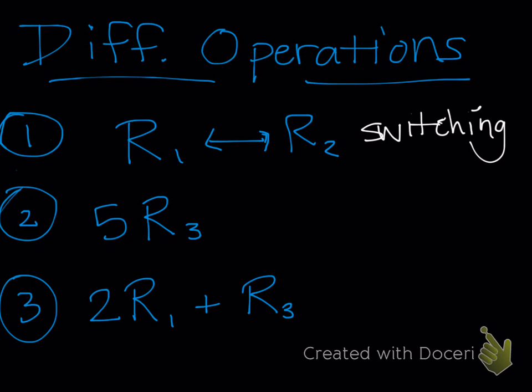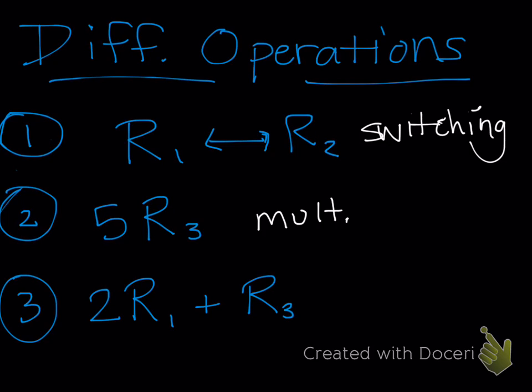Number 2, this notation means it's a scalar essentially, so I'm multiplying everything in row 3 by 5. So this is the notation you want to do if you're multiplying something. We don't necessarily say dividing, but instead I would say I'm multiplying by a fraction. So if I needed to cut everything in half, I would multiply by a half.